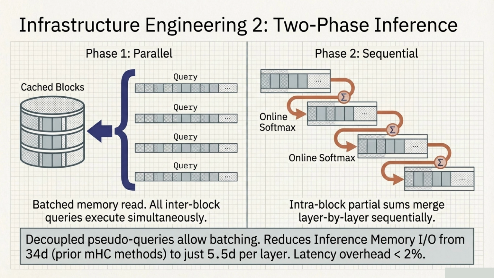The second piece of engineering is two-phase inference. In Phase 1, we perform a parallel batched memory read, where all interblock queries execute simultaneously. In Phase 2, interblock partial sums are merged sequentially using online softmax. This reduces inference memory I/O from 3.4d in prior methods to just 5.5d per layer, keeping the latency overhead at less than 2%.